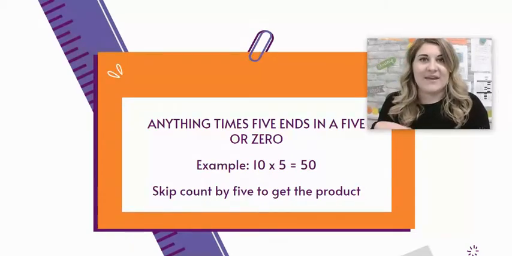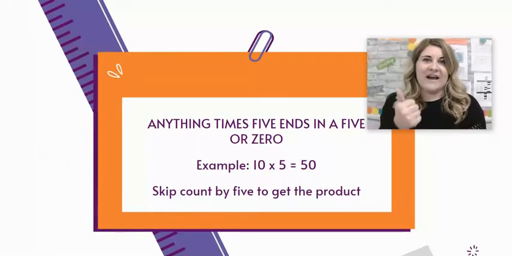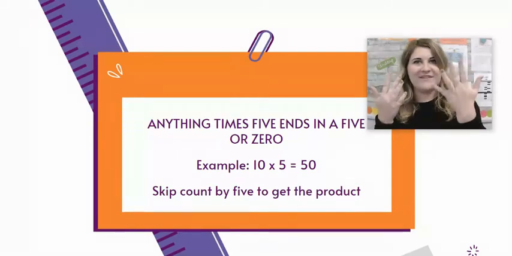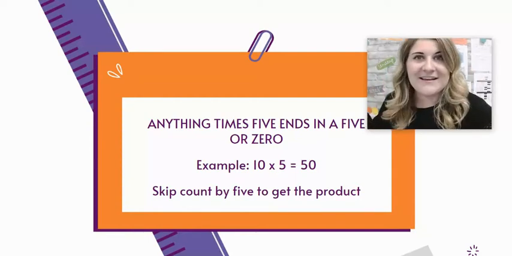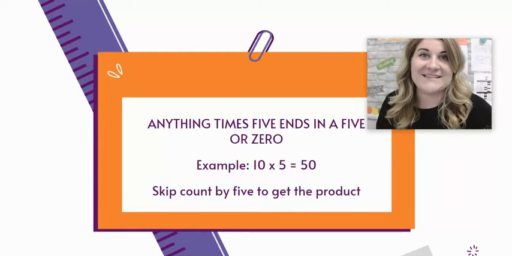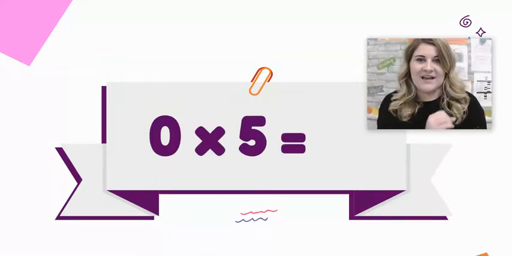So for our example, we have 10 times 5. So let's count by 5s 10 times. 5, 10, 15, 20, 25, 30, 35, 40, 45, 50. 50 is our product, okay? So today we're going to be using the strategy of skip counting because you have been skip counting by 5 since kindergarten. All right, our first multiplication problem is 0 times 5.